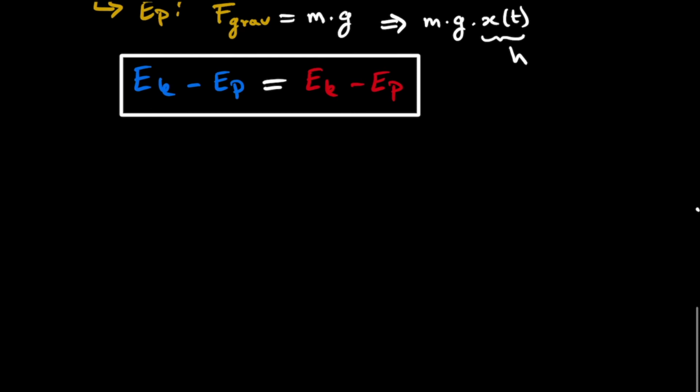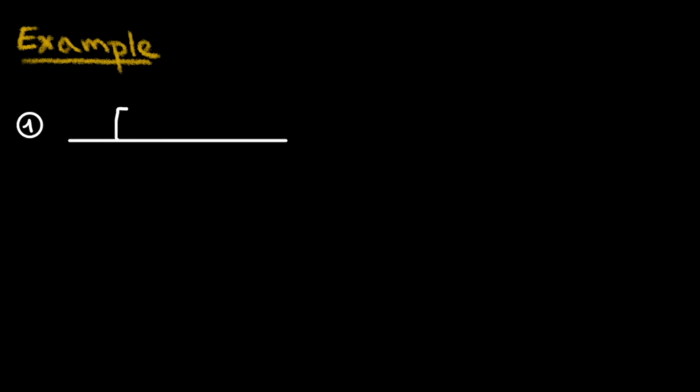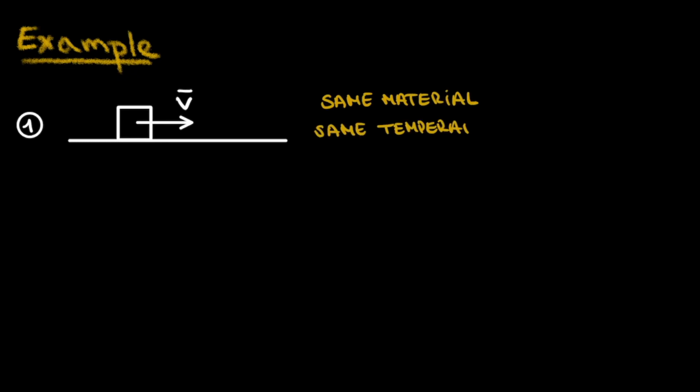To make these insights more tangible and easy to understand, let's go to a concrete example. And in this example, we're going to consider the case of an object with an initial velocity v that is sliding across a surface. Now for simplicity, this surface is of the same material and both the object and the surface also have the same temperature.